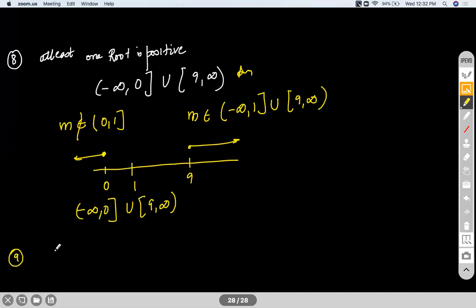Next. One root is smaller than 2 and the other root is greater than 2. One root is smaller than 2, and the other root is greater than 2.